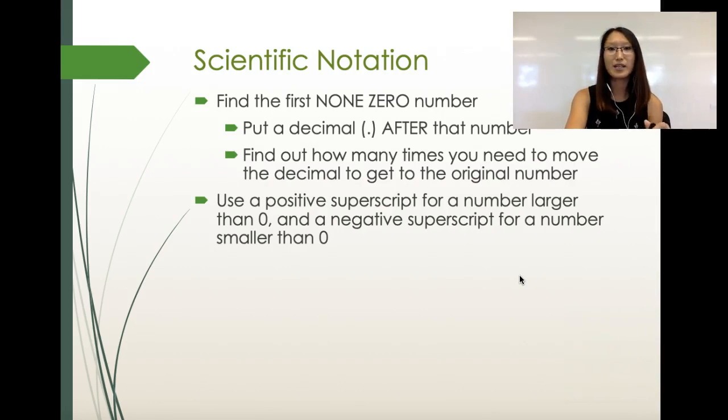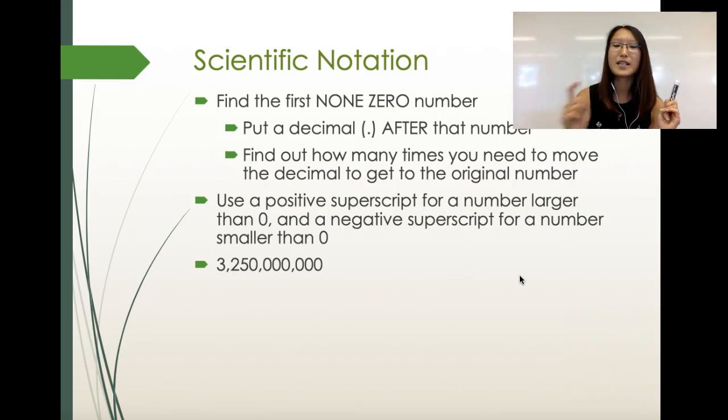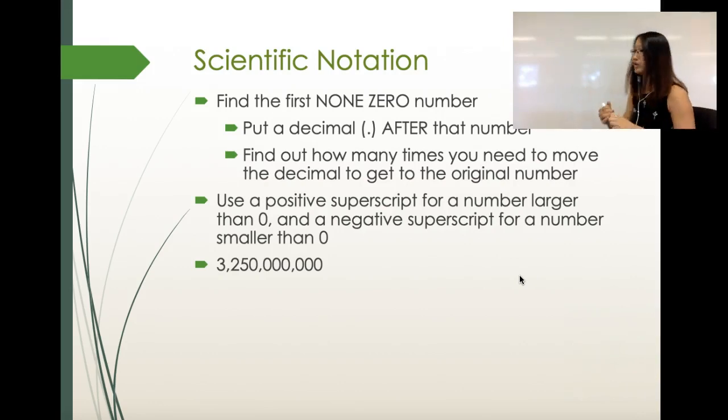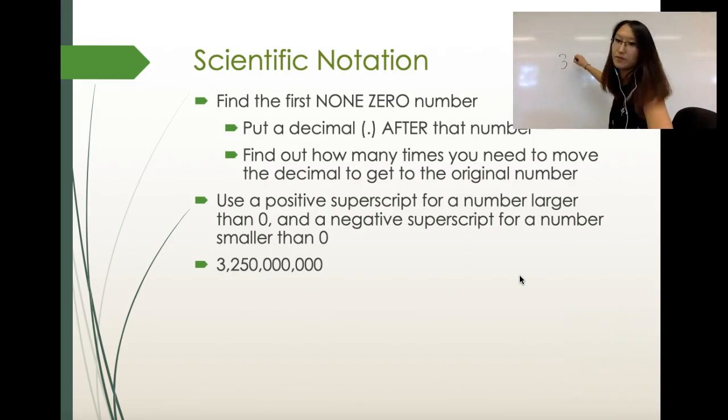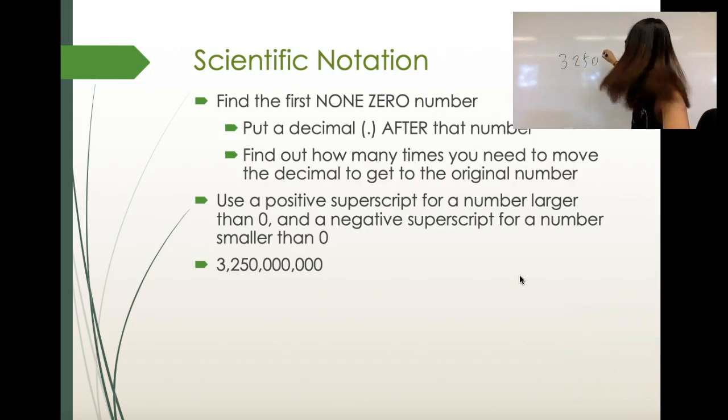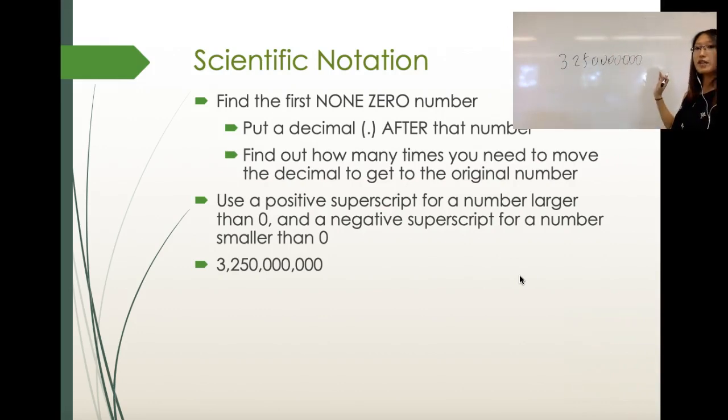Here's how I do the scientific notation. I find the first non-zero number first. I put an imaginary decimal after that number. And then I figure out how many times I need to move the imaginary decimal to the actual decimal. So this is how this works. We have this number. I'm going to write it on the board. All right, as you can see, there are a lot of zeros. This is a pretty large number.